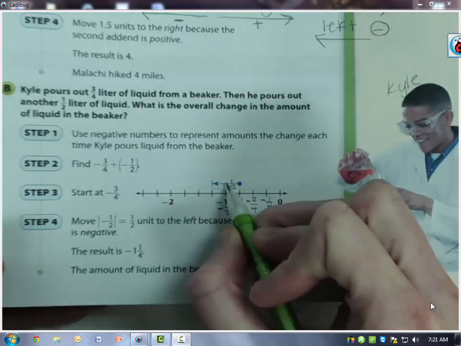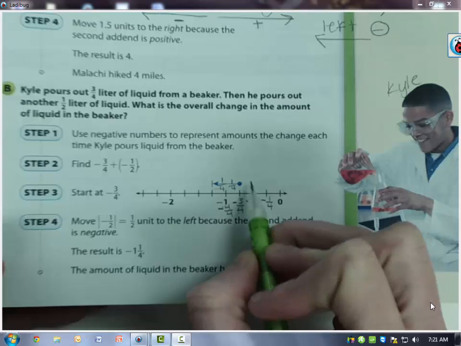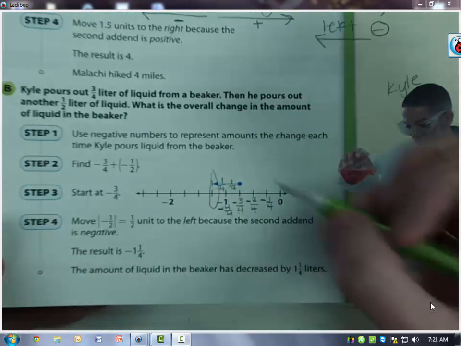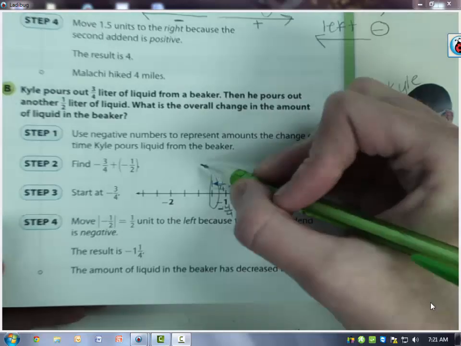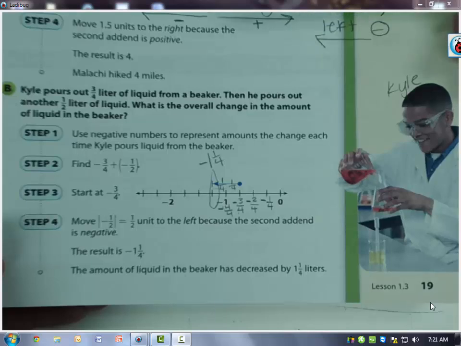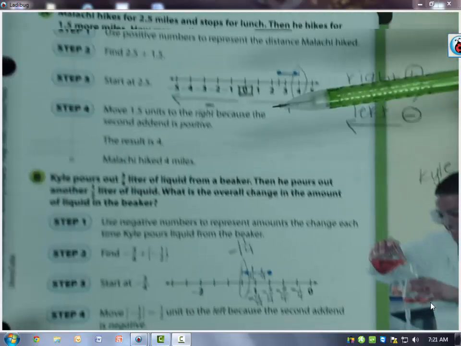So where do we land? Very good. We land at -1 and 1/4. So notice on A we added like signs that were positive. On here we added like signs that are negative, and we ended up with negative.